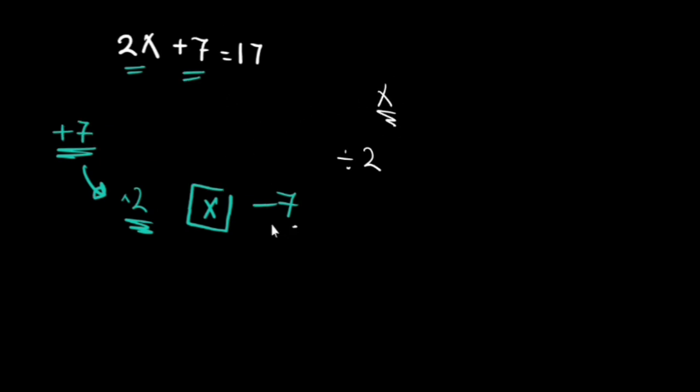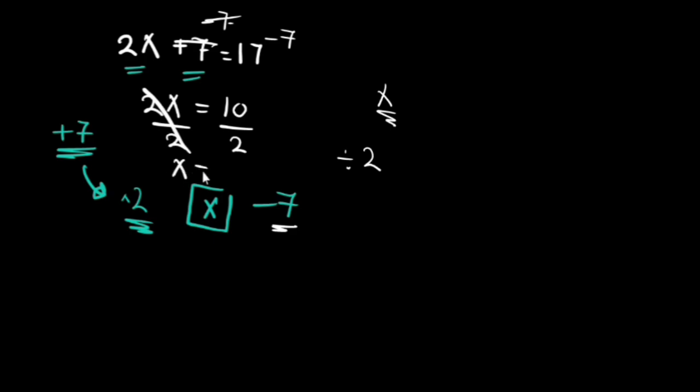So first, minus 7, minus 7, minus 7. Plus 7 with the minus 7, the left is 2x. 2x equals 17 minus 7 equals 10. And then we will divide by 2. So we will get rid of the 2 by 2 equals 1. The left is x equals 10 divided by 2 equals 5. And the value of x equals 5.